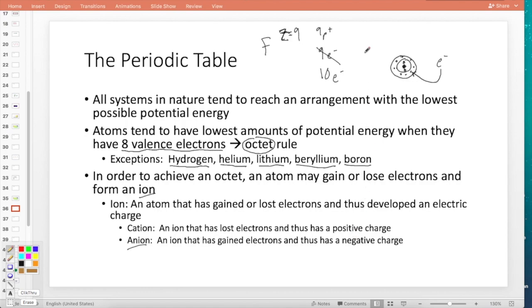Now I would write that like this. I would write an F with a minus sign in the upper right. This means that fluorine has gained 1 electron. There's an invisible 1 right there that we do not write. In chemistry, whenever there's a 1, it is implied. So fluorine has a negative charge. This would represent a fluorine 1 minus ion. Why? Because it wants to be stable, it wants to reach the lowest possible potential energy arrangement. To do that, it wants an octet, so it has gained an electron.